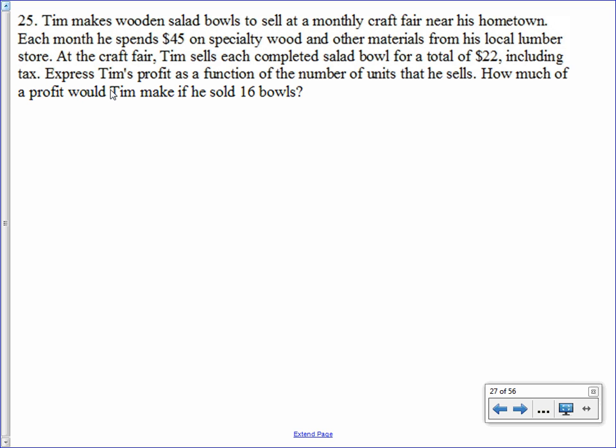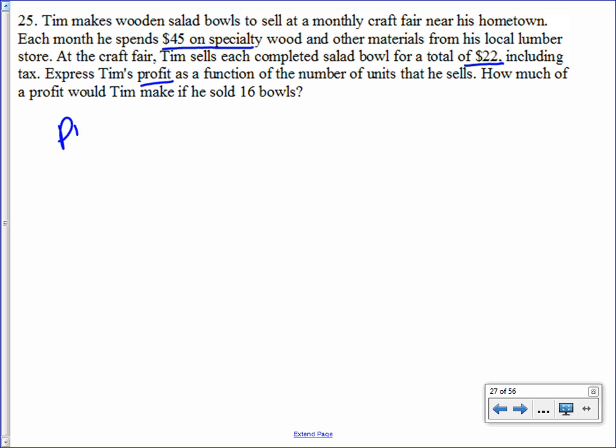Tim makes wooden salad bowls and sells at a monthly craft fair near his hometown. Nothing mathematical, move forward. Each month he spends $45 in specialty wood and other materials from his local lumber store. Alright, so he spends $45. There's no per, it's just $45. At the craft fair, Tim sells each completed salad bowl for a total of $22, including tax. Express Tim's profit as a function of the number of units that he sells.